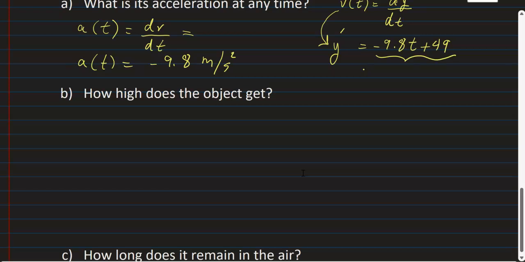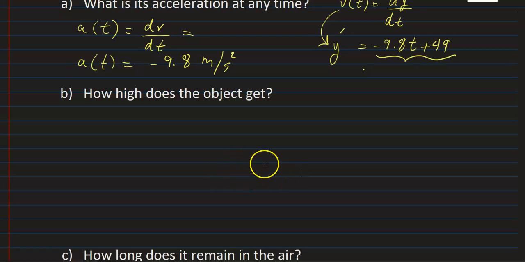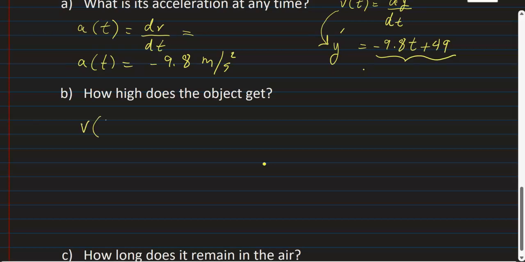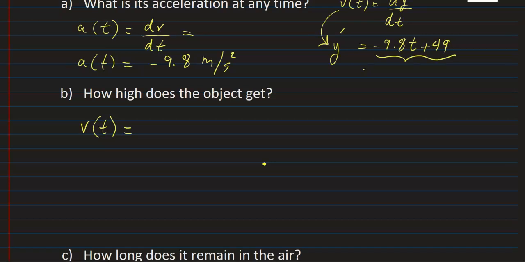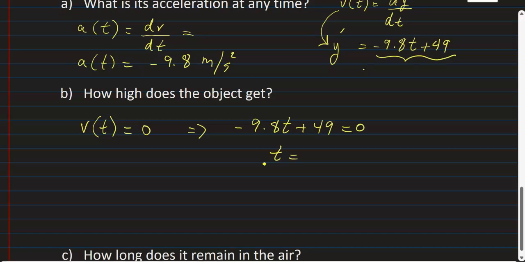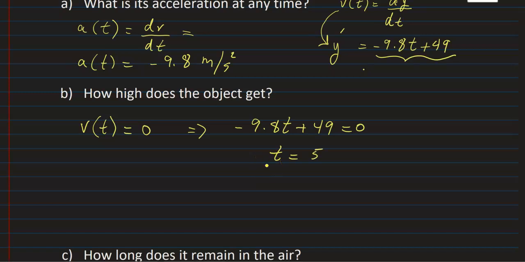All right, now that we have this, let's get into how high the object gets. Well, that's very easy, because at the top, we know the velocity stops. It doesn't move anymore, so v(t) is 0. So we can just say negative 9.8 t plus 49, set that equal to 0, and then find t. Do a quick calculation: 49 divided by 9.8, and it is 5. That's 5 seconds.